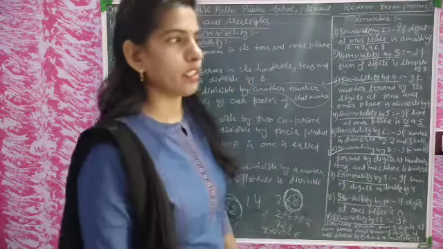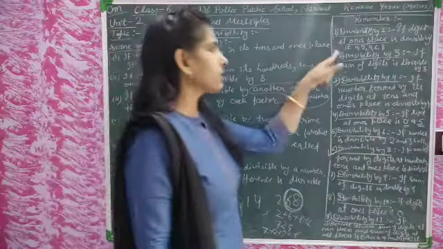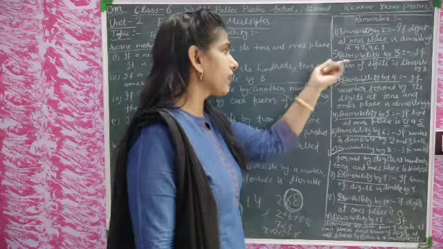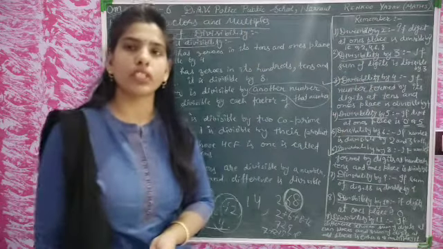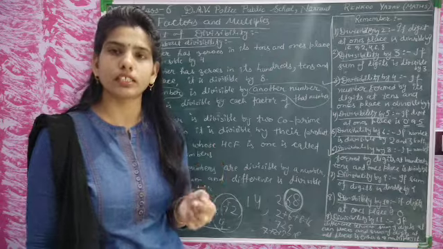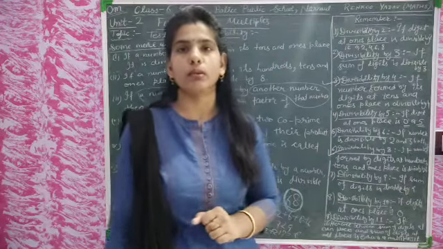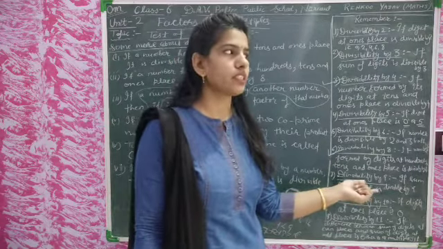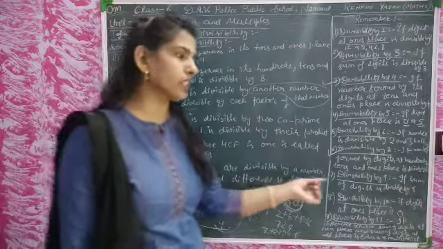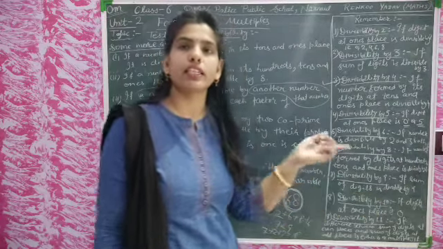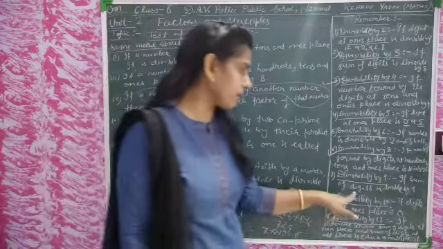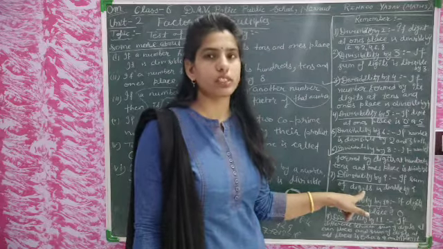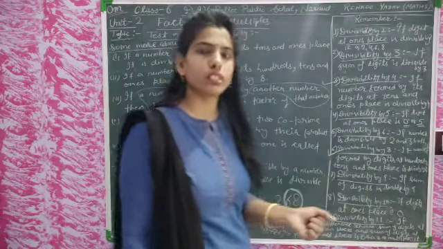Both rules are the same here. Divisibility by 3 and divisibility by 9, both rules are the same. Divisibility by 3 says that if the sum of the digits of a number is divisible by 3, then that number is also divisible by 3. And the same in divisibility by 9. If the sum of the digits is divisible by 9, then that number is divisible by 9.